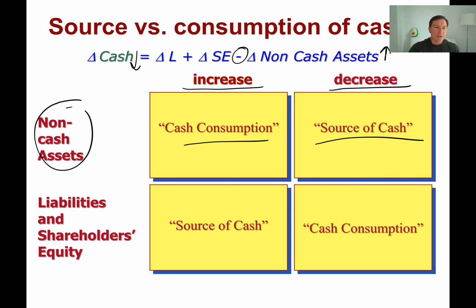Okay, the opposite is true for liabilities and shareholders' equity accounts, right? When liabilities go up, such as loans or accounts payable, that's a source of cash. When shareholders' equity goes up, like contributed capital, that's a source of cash. Whereas when liabilities or shareholders' equity go down, think about dividends being paid out of retained earnings, or accounts payable being paid off, that's of course a consumption of cash, right?